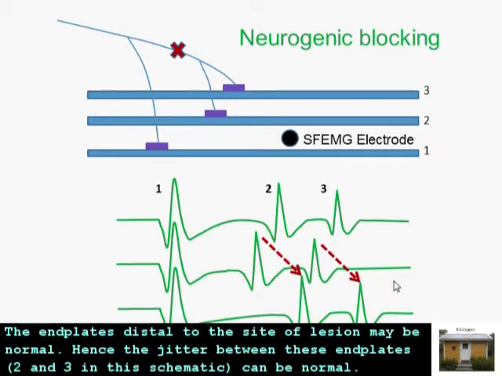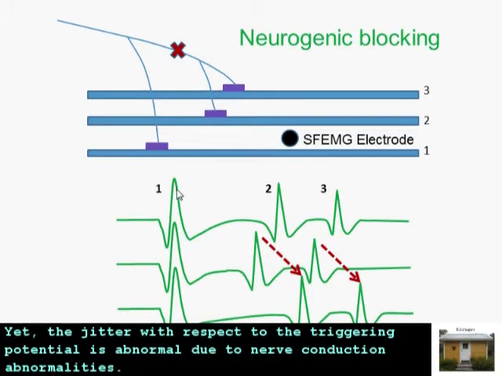The end plates distal to the site of lesion may be normal, hence the jitter between these end plates can be normal. Yet, the jitter with respect to the triggering potential is abnormal due to nerve conduction abnormalities.